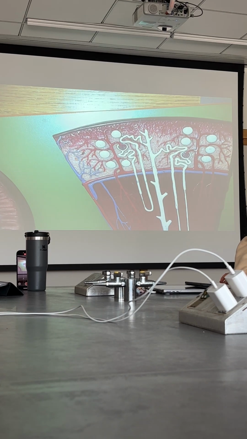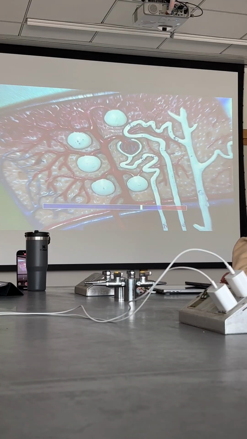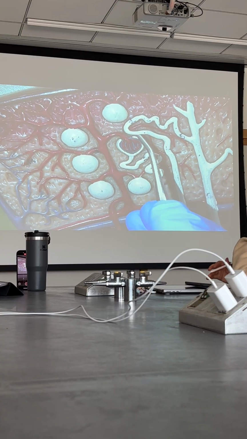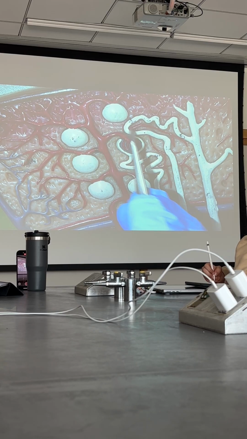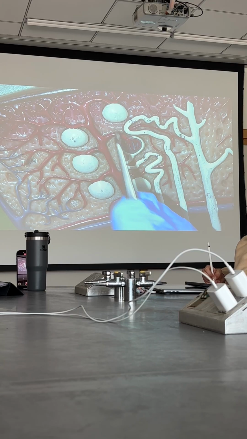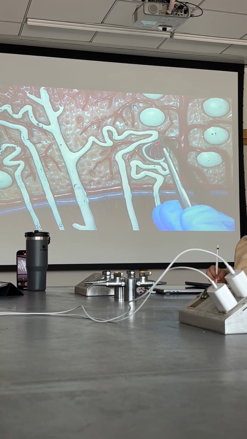If you were looking at this portion of the model, this would be the last portion of the ascending limb of the loop of Henle, and then this would be the afferent arteriole. So roughly this area here is going to be the juxtaglomerular apparatus. Or if I looked at this other nephron, basically this area in here would be the juxtaglomerular apparatus. But what does it look like in more detail?